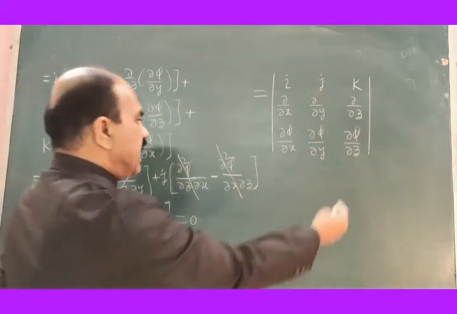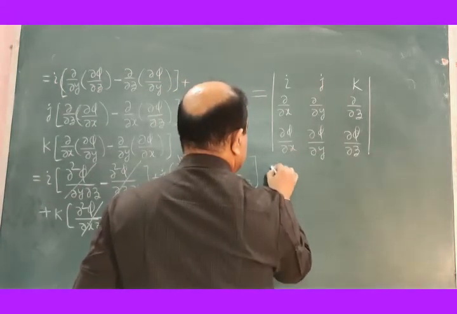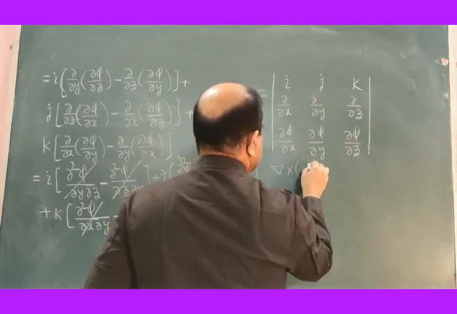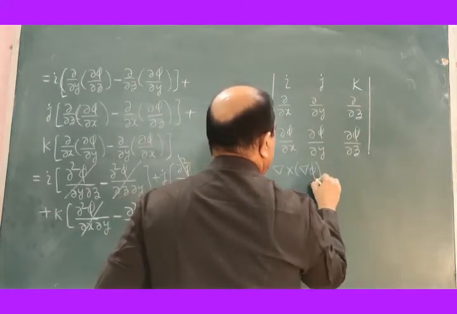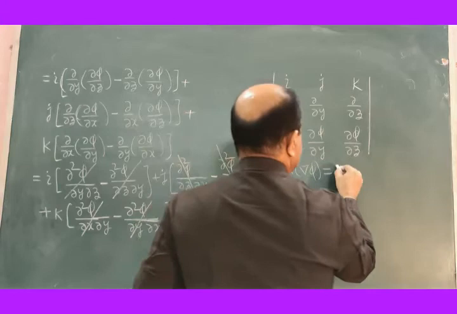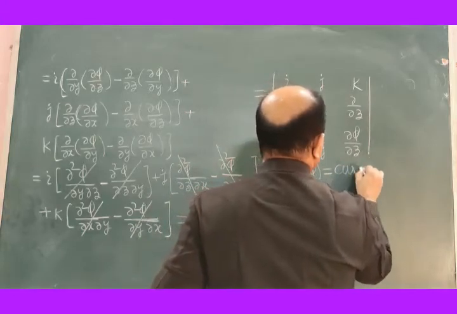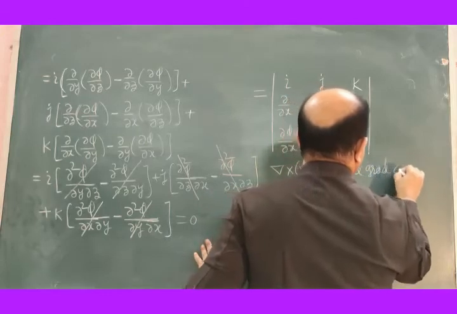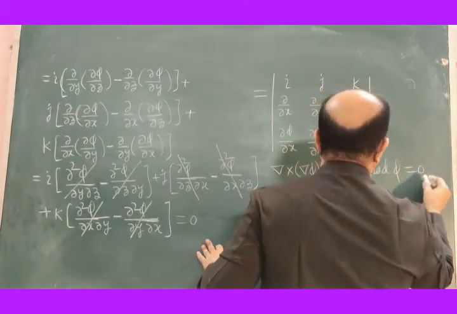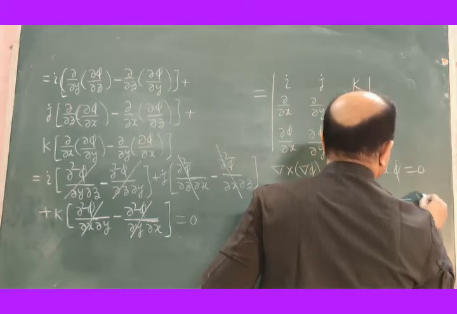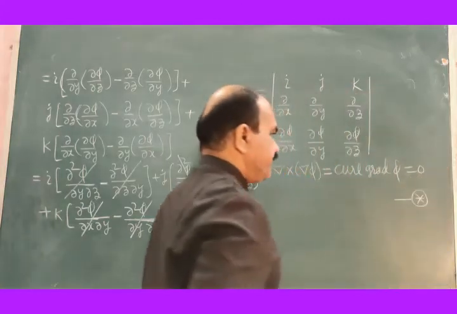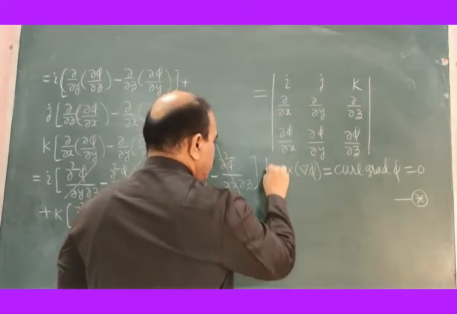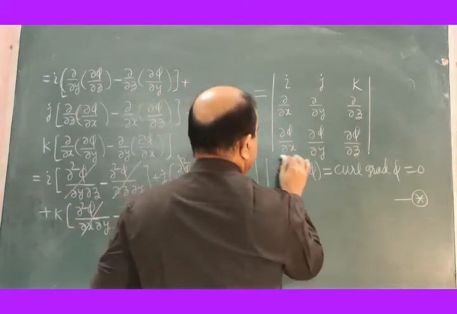It means that del cross del phi, the curl of grad phi, is always 0. This is the vector identity. This is the result of the vector identity.